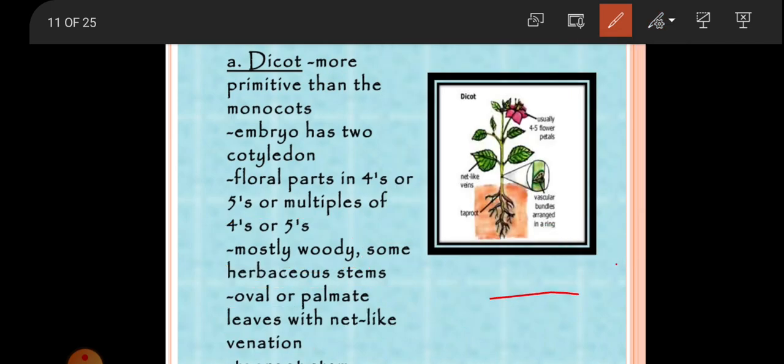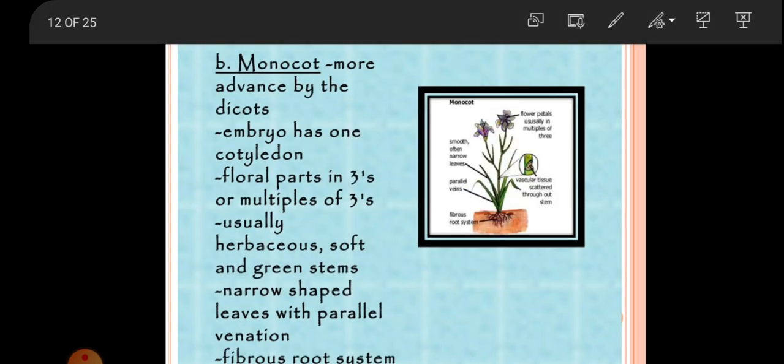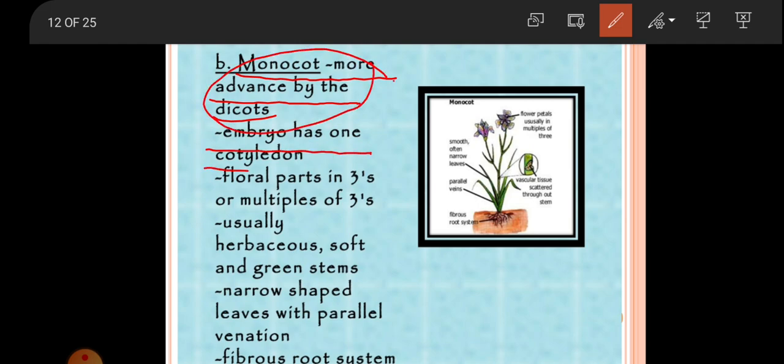Then next we'll see the characters of the monocot plant. Monocots are more advanced than dicots. The embryo has one cotyledon. It has an embryo with one cotyledon.